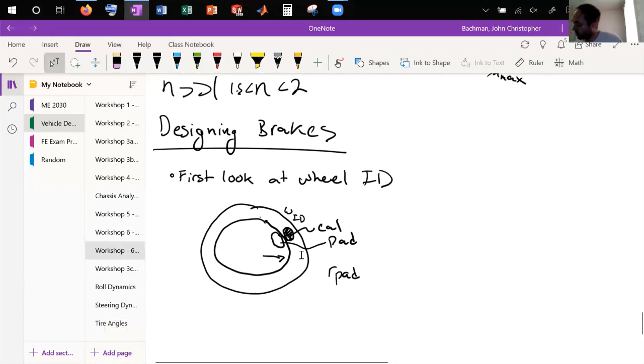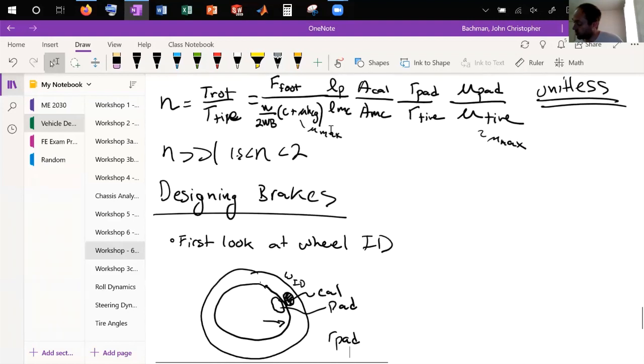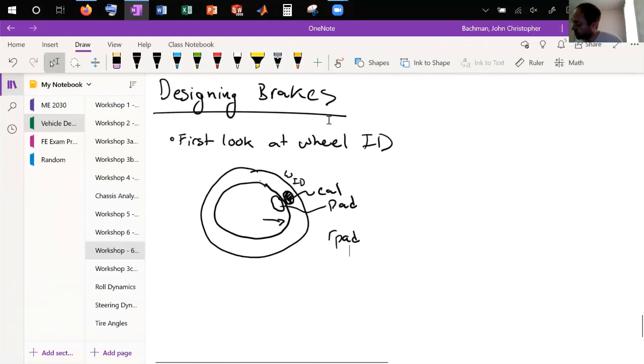So off the bat, you can probably get mu pad, mu tire, R pad, R tire, you can get this, and you can get this, and what you're basically designing are these four here. And so what I would basically do at this point is assume the ratio of the length of the pedal to the length of the master cylinder. Maybe you want to start with something in the 3 range.